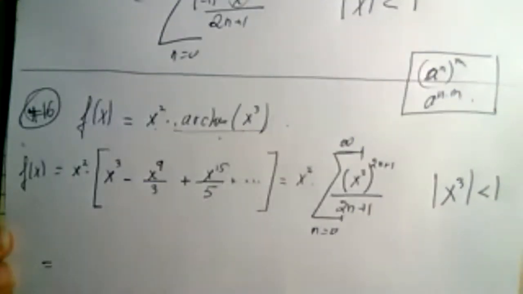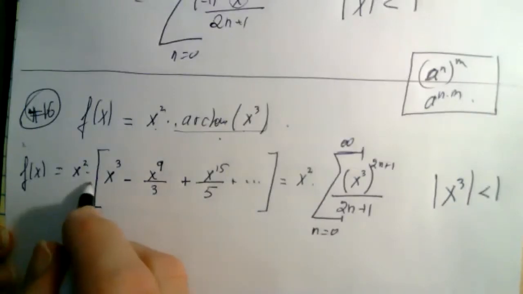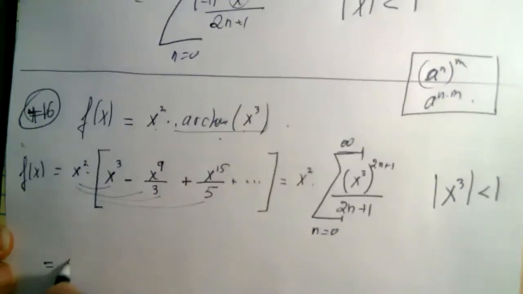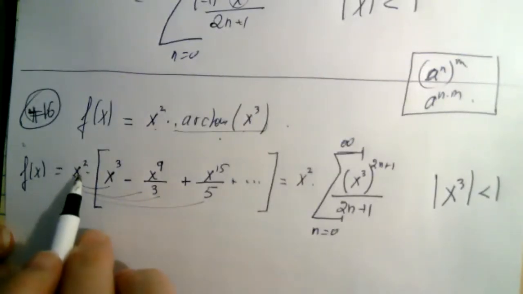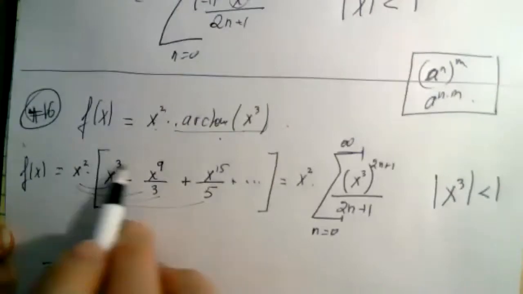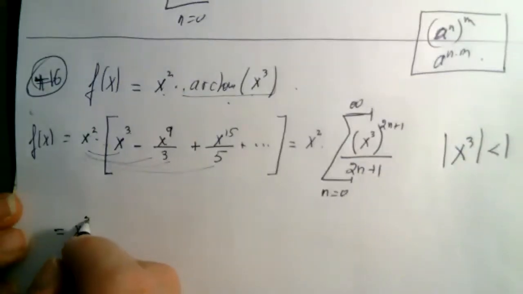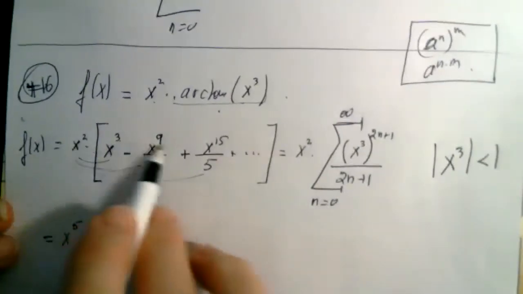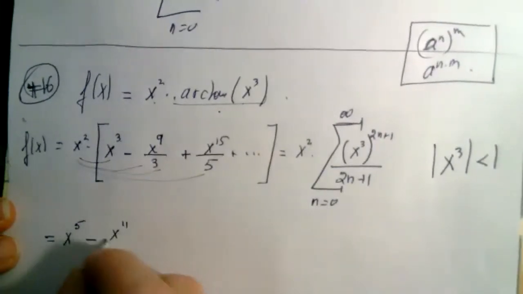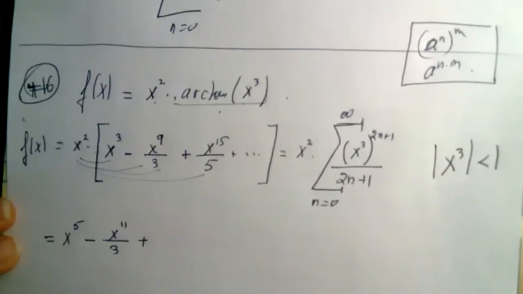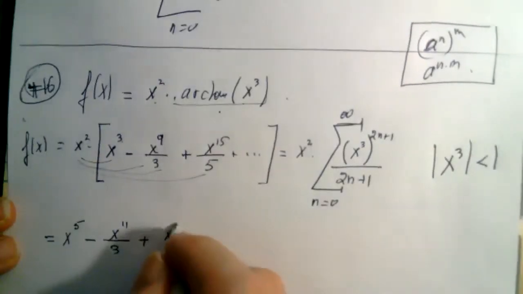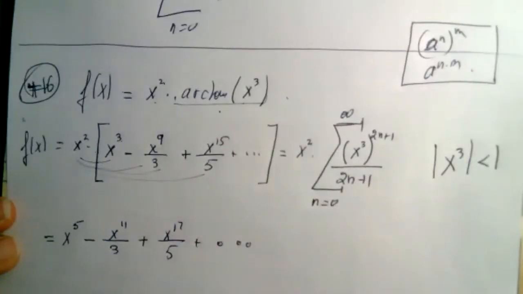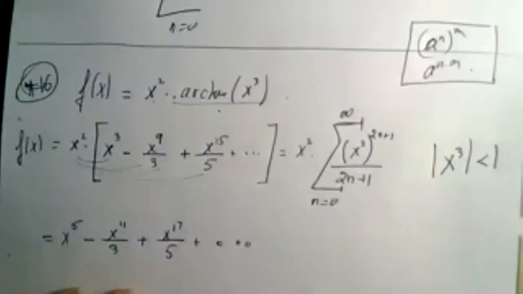So it's just going to give me the following. Okay, I'm going to distribute the x squared here. This is going to give me x. Now, because I'm taking x squared times x cubed, I add the power. So this is going to give me x to the 5, minus. This time that's going to give me x to the 11 over 3, plus. That's going to give me x to the power 17 over 5, plus and so on. So that's simple. I'm just multiplying term by term.